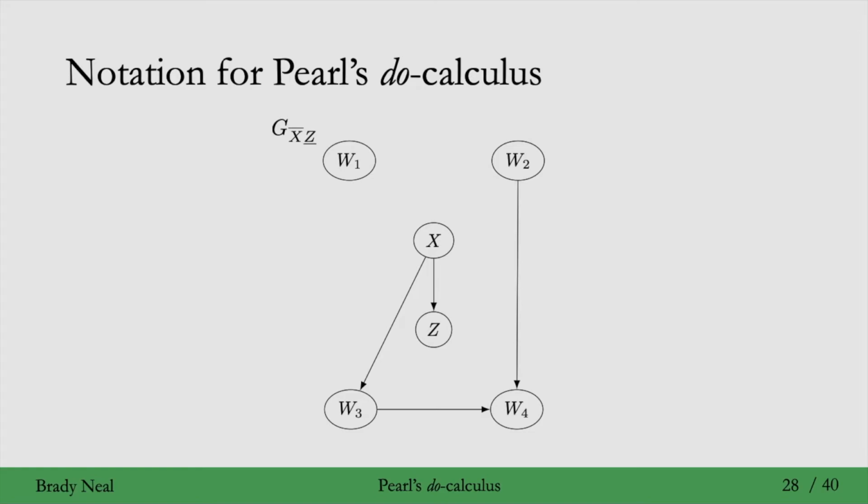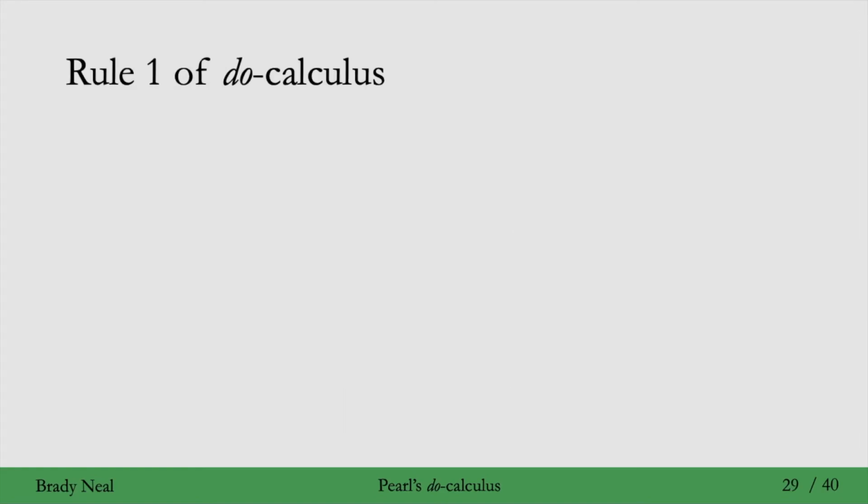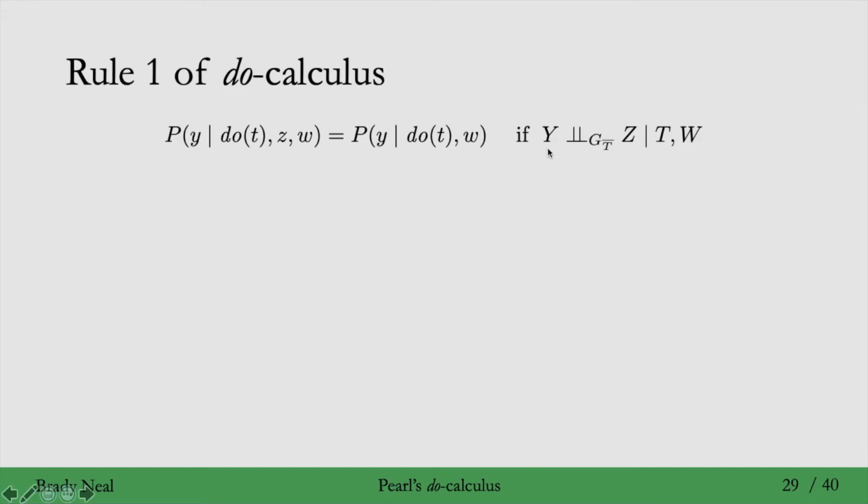With that notation introduced, we can now show you the rules of do calculus, starting with the first rule of do calculus. This first rule is about when we can remove z here from behind the conditioning bar. We can do that when y is d-separated from z in the graph where the incoming edges to t are removed because we've done do t here, and we're conditioning on w. So it's d-separated given w and t. So that's rule 1. That tells us when we can remove z from behind the conditioning bar.